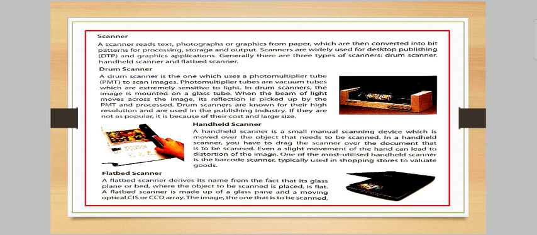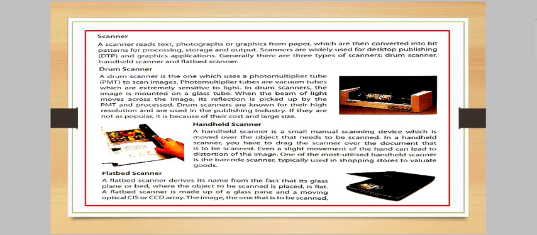Okay. Next is the flatbed scanner. A flatbed scanner device is named for the fact that the glass panel or bed where the object to be scanned is placed is flat. A flatbed scanner is made up of a glass pane and a moving optical CIS or CCD array.